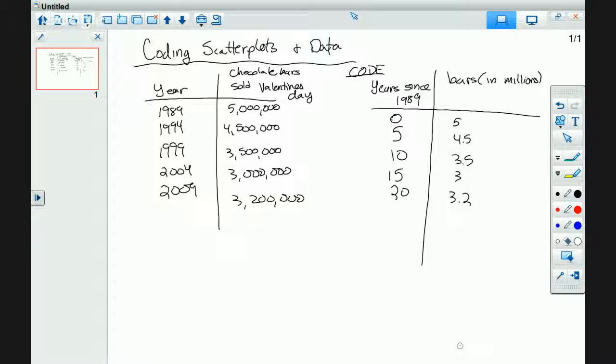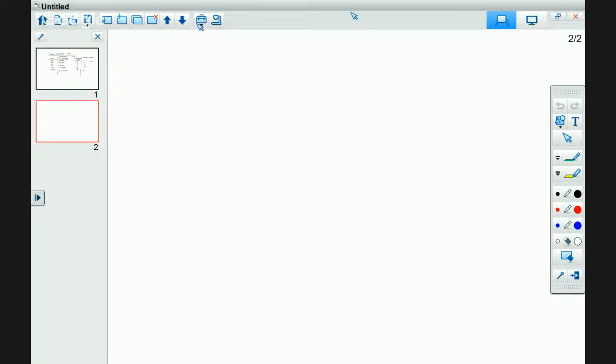So you see how that got coded? You good with that? You okay with coding data there? Now it's just the same as we've been doing. So let's draw a scatter plot.